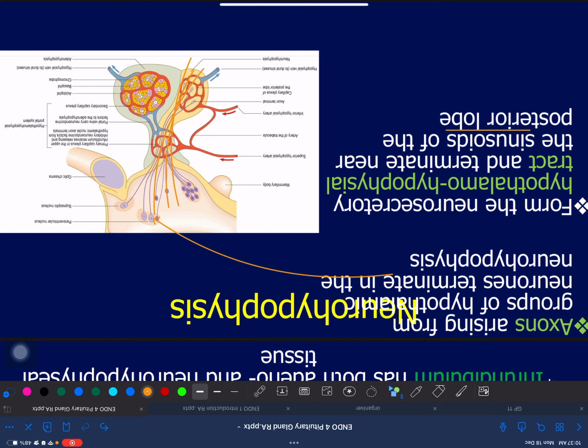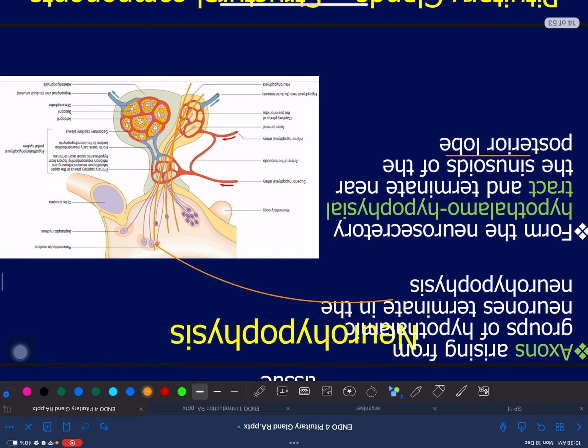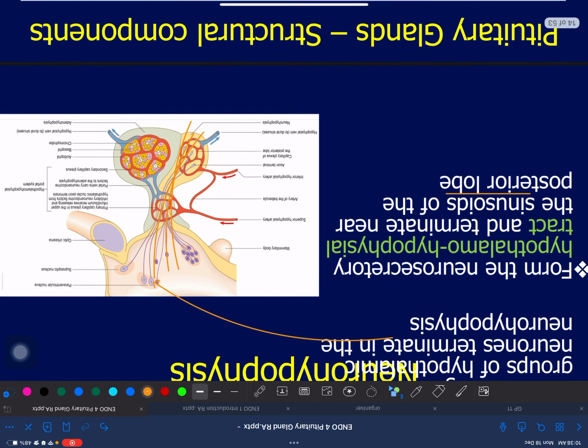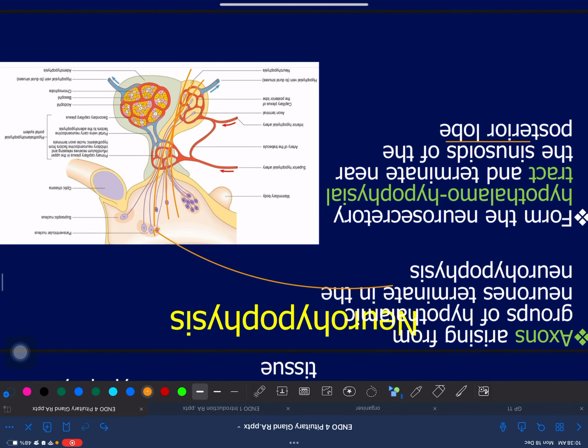So it forms the neurosecretory hypothalamo-hypophyseal tract. This is the name of the tract. It terminates near the sinusoid, this is the sinusoid, near the sinusoid of the posterior lobe. This is the tract. Here is all the hypothalamo-hypophyseal tract. There is no label for the tract, it is the purple one.